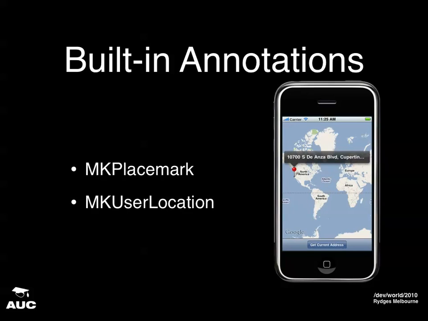There's a couple of different built-in annotations, MKPlacemark and MKUserLocation. That's an MKPlacemark right there. Notice its view is the pin view, that little red pin, and it's actually saying one Infinite Loop, Cupertino. That's Apple's headquarters. The reason it's saying that is because if you ever ask MapKit where you are, it says you're in Cupertino. Totally not narcissistic there.